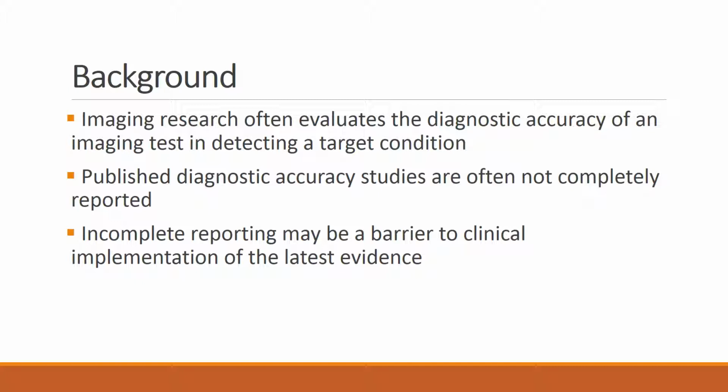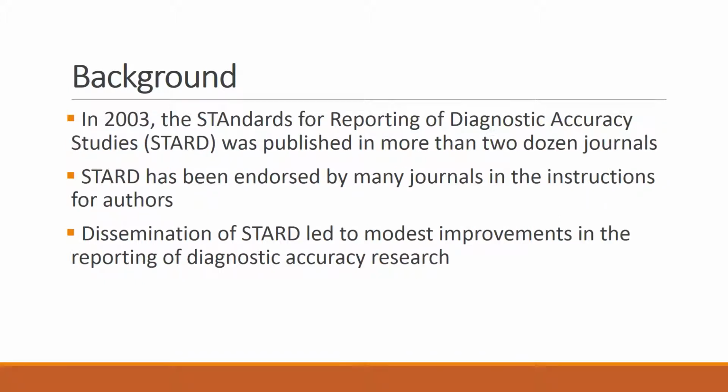Imaging research often evaluates the diagnostic accuracy of an imaging test in detecting a target condition or disease. For example, the accuracy of MRI for detecting or staging prostate cancer. Published diagnostic accuracy studies are often not completely reported, and this hinders the reader's ability to evaluate risk of bias, determine the generalizability of study findings, and it ultimately limits reproducibility. This incompleteness in reporting may serve as a barrier to clinical implementation of the latest evidence.